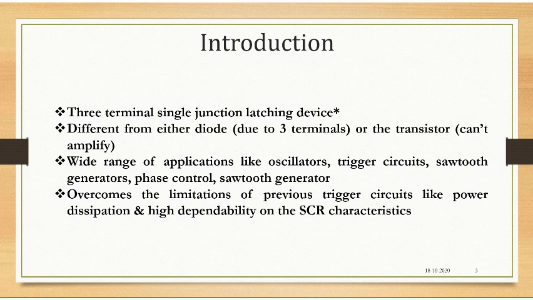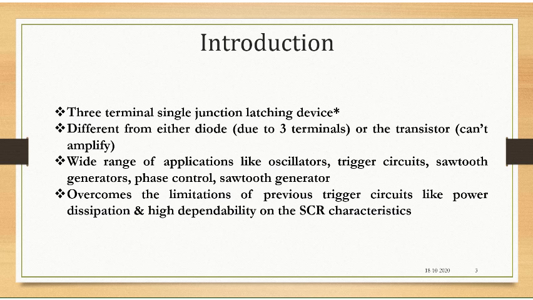Mainly, the application lies in oscillator circuits. It is also used in trigger circuits, especially to trigger SCRs or triacs. UJTs are used as a sawtooth generator and also for phase control applications.